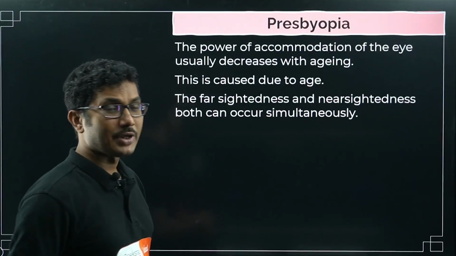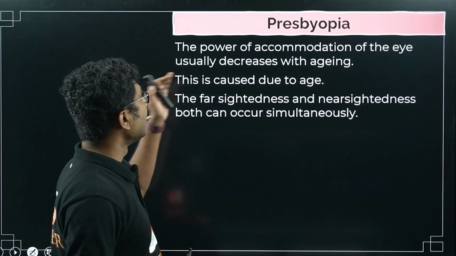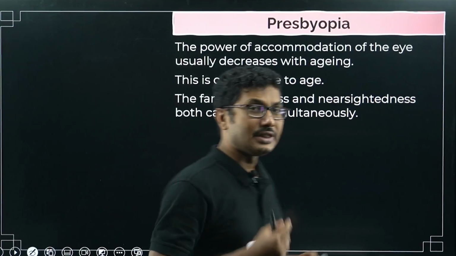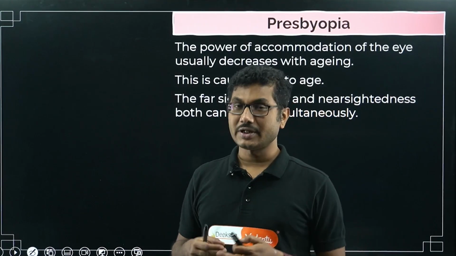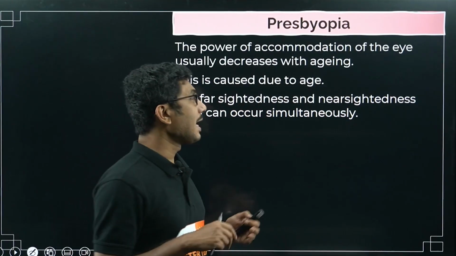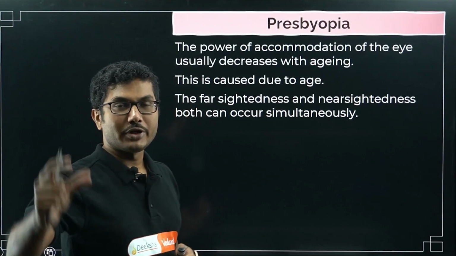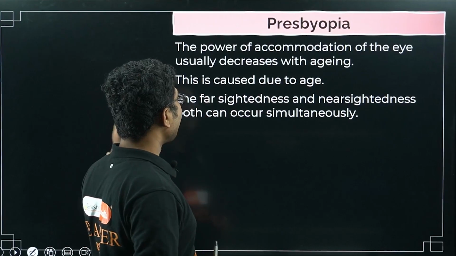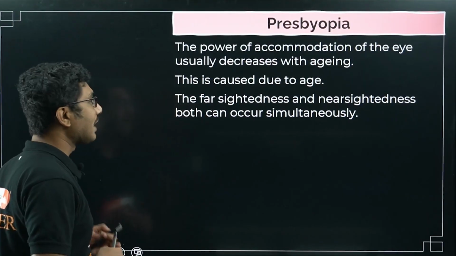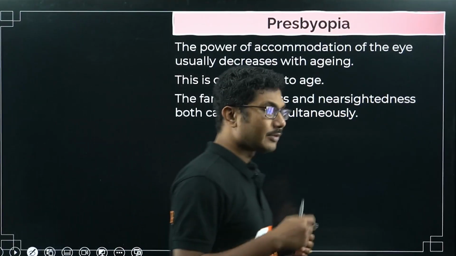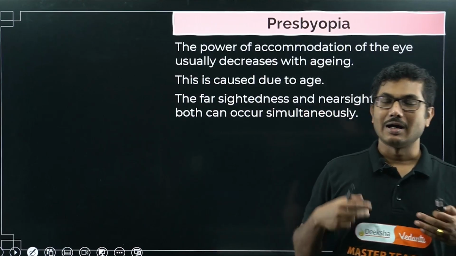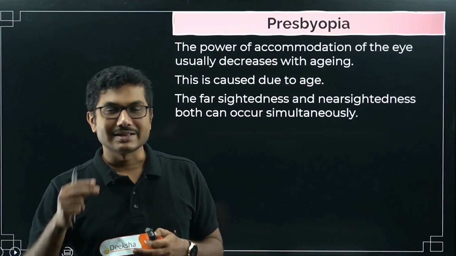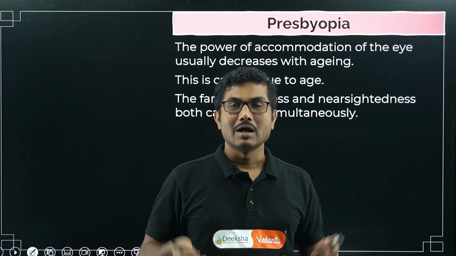Last thing is presbyopia. Presbyopia generally occurs with age. The power of accommodation of the eye usually decreases with aging because your ciliary muscles lose the traction. They are not flexible enough. Okay, and that's why the eye cannot accommodate distant objects and close by objects, and this is caused due to age. The farsightedness and nearsightedness both can occur simultaneously. So in case of presbyopia, a person can neither see close by objects nor see distant objects. Okay, somewhere in between he can see slightly, otherwise he or she cannot see.